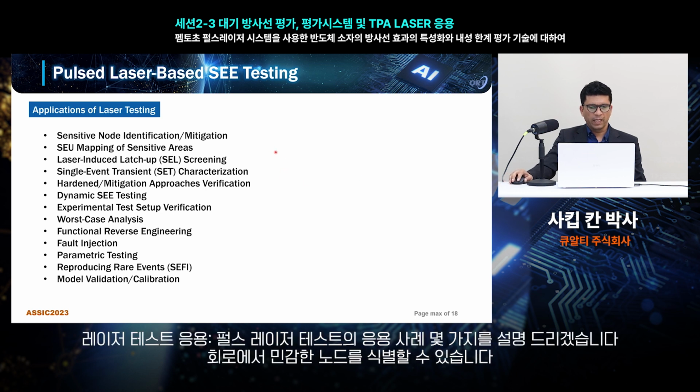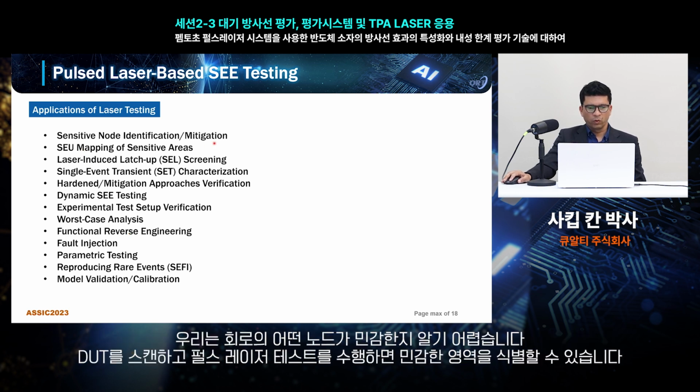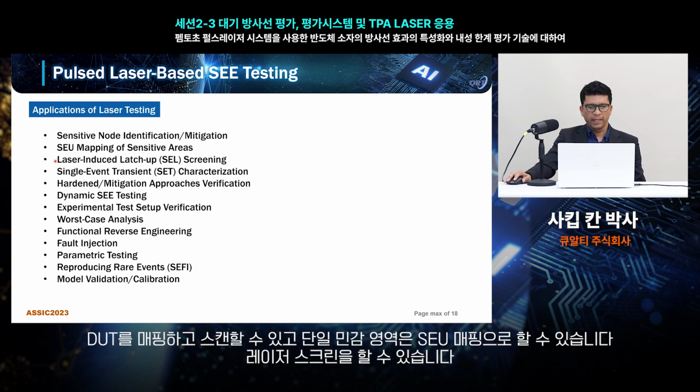Applications of the laser testing. I have listed a few applications of pulse laser testing here. It can be used for sensitive node identification in a circuit. We don't know which node of the circuit is sensitive. We can scan the DUT and identify those sensitive regions using pulse laser testing. The DUT can be mapped, scanned, and SEU mapping can be performed for sensitive areas.